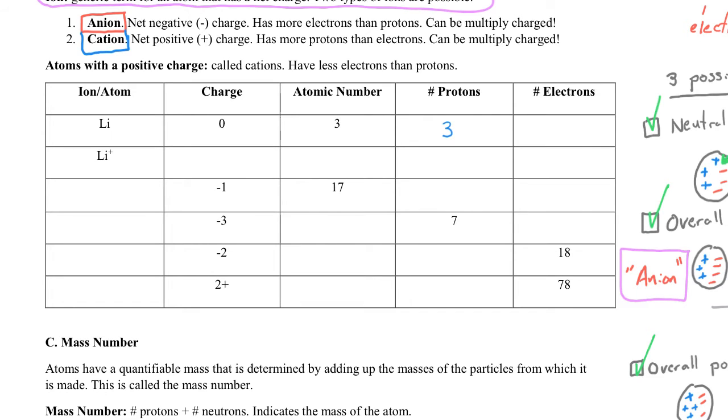That's right, there must be the same number of electrons as there are protons for the charge to be 0. So if there are 3 protons, that means there are 3 electrons as well. Let's go to the next row.